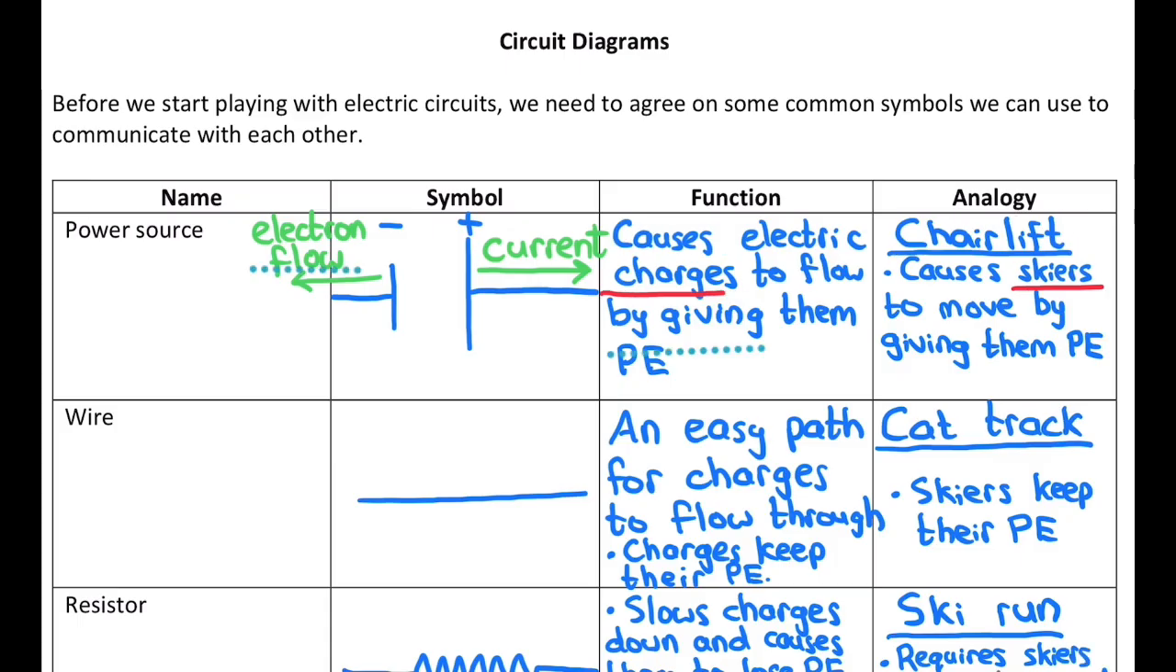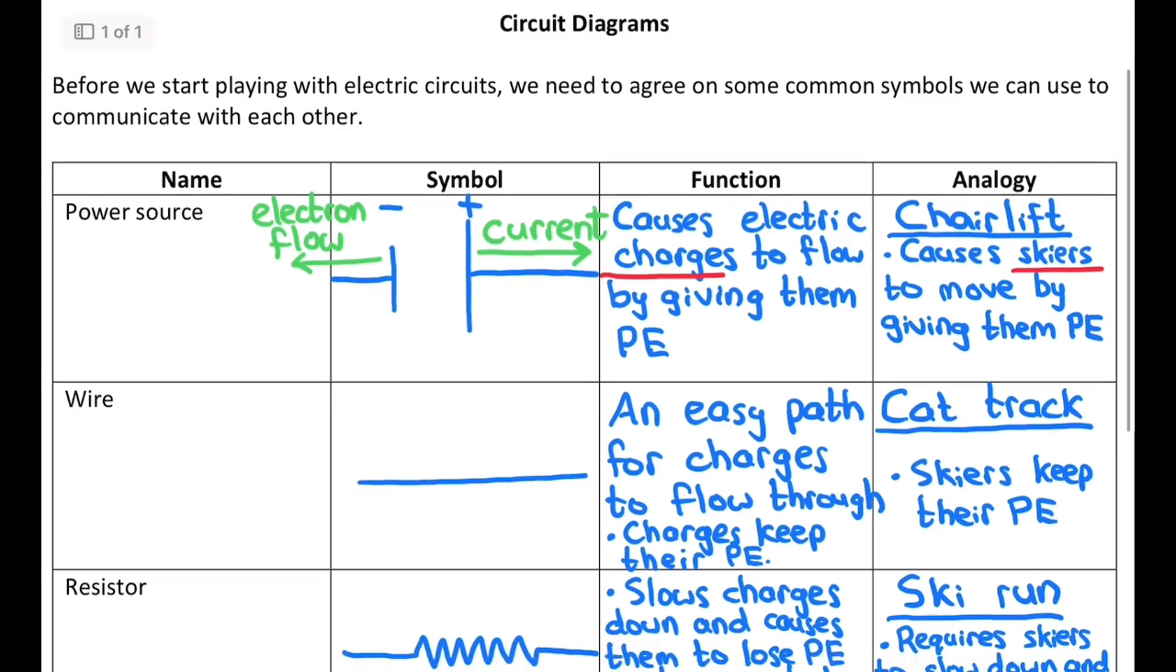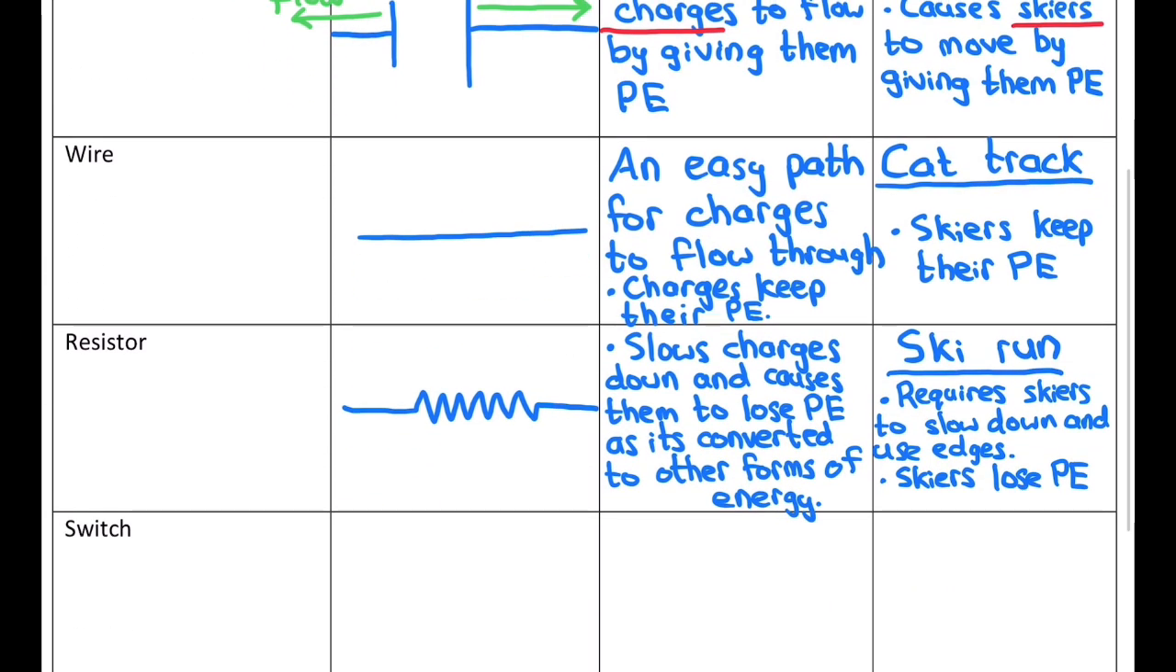So when you're going down a ski run, like I said, it's a little more steep. There's maybe some obstacles, some trees, some moguls. You're going to have to slow yourself down. You're going to have to use your edges. And this means that you'll be creating some sound energy from the scraping of your edges down the run, some heat energy from the friction between your edges and the snow. And as you're doing this, you're losing potential energy because this run is steeper than a cat track. You're constantly losing height, losing your potential energy as you go down it, just like a charge that's moving down a resistor.